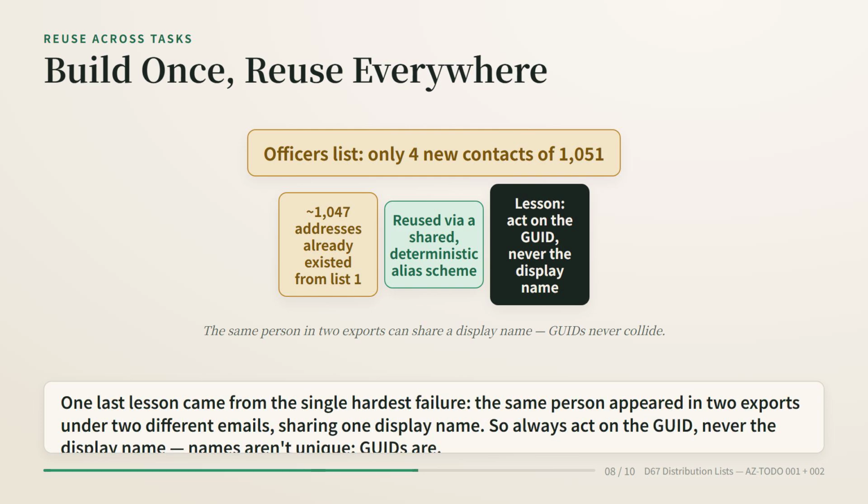One last lesson came from the single hardest failure. The same person appeared in 2 exports under 2 different emails, sharing one display name. So always act on the GUID, never the display name. Names aren't unique, GUIDs are.